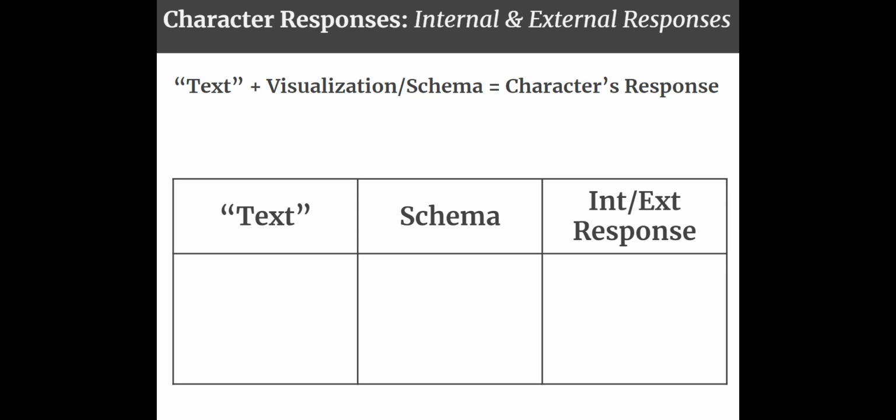So let's look at this formula to have a good idea for how to understand a character's response. The first thing we need to do is look at the text. Then we access our schema, and we want to start visualizing what that schema looks like. Then we can decide what the internal or external response is.